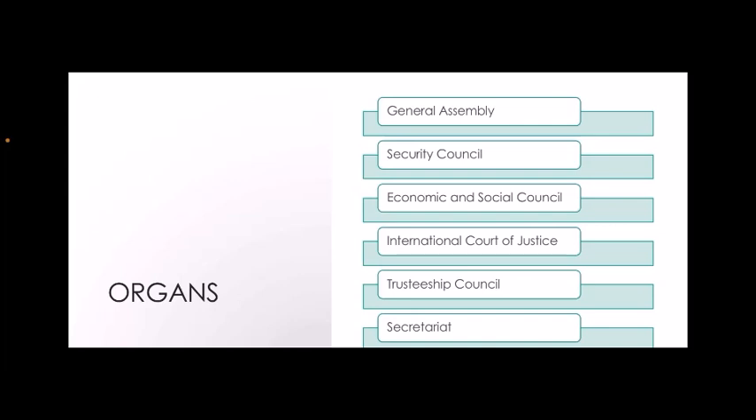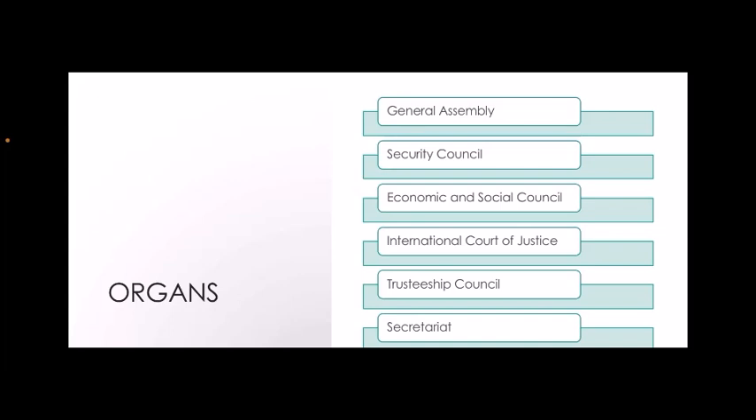Let us look at the functions of General Assembly. First, to elect the non-permanent members of the Security Council. Second, to choose the United Nations Secretary General and the judges of the International Court of Justice in consultation with the Security Council. The third one is to pass the annual budget of the United Nations.